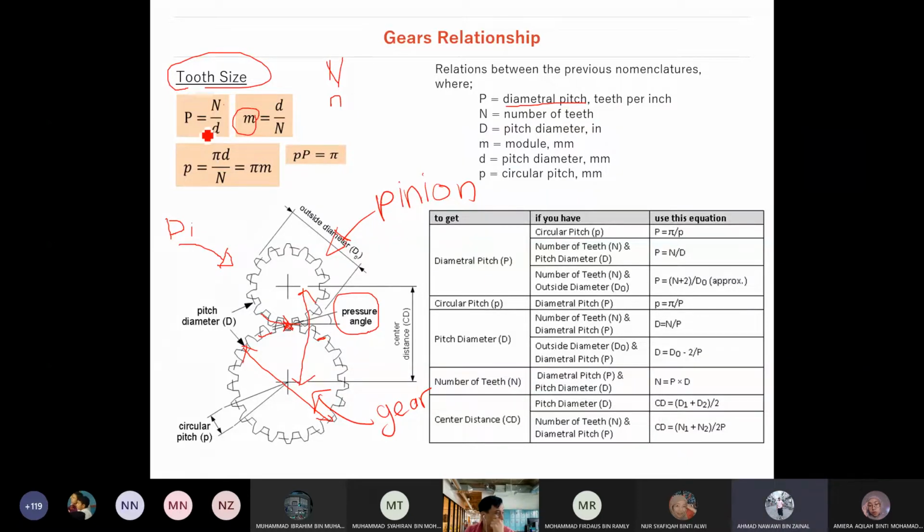Alright. So if you look at this table, this is another formula that is usually used to determine the size of the teeth, the size of the, what people call, the module. You want to know the number of teeth, center distance. Okay. Alright. So this formula is quite famous, been asked in your test.